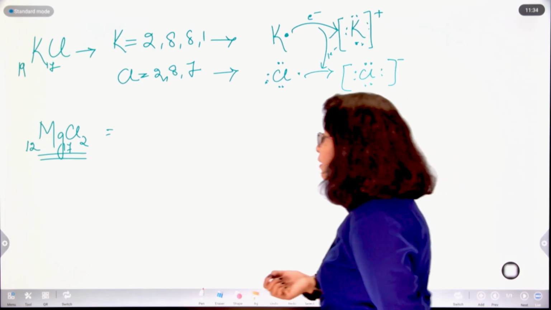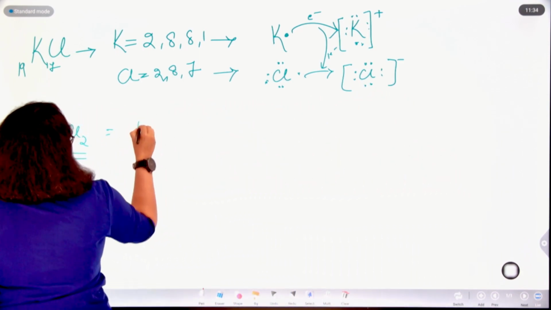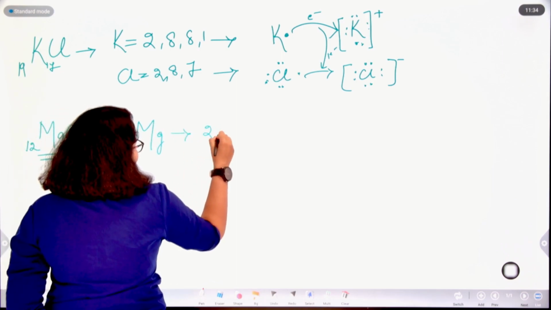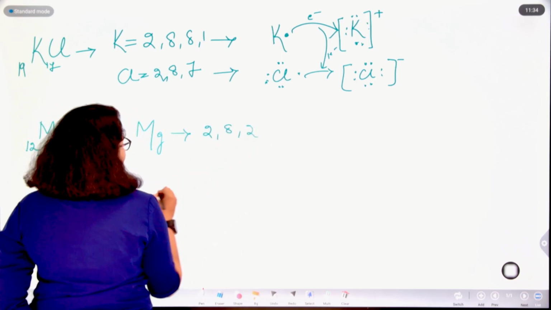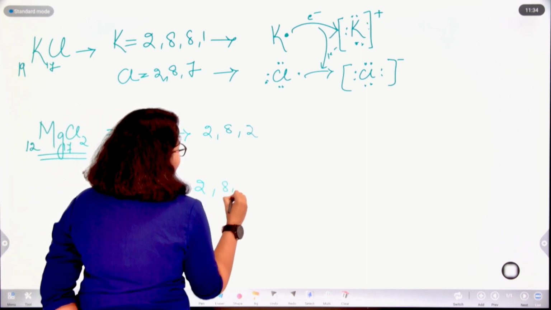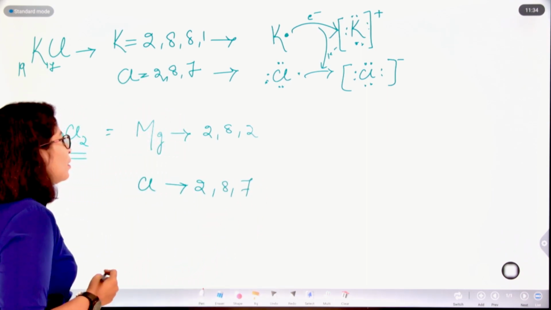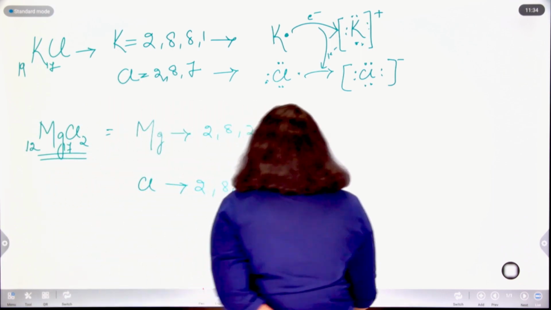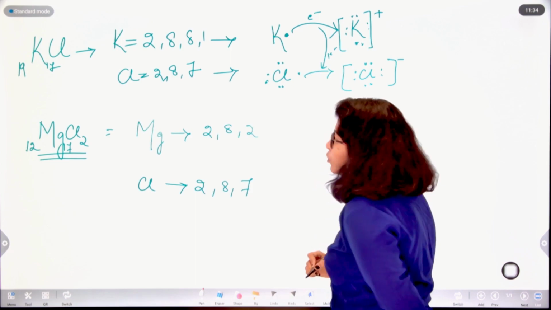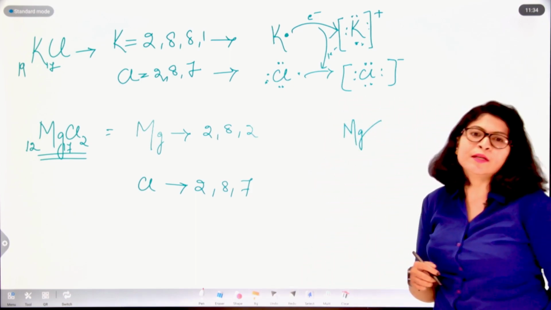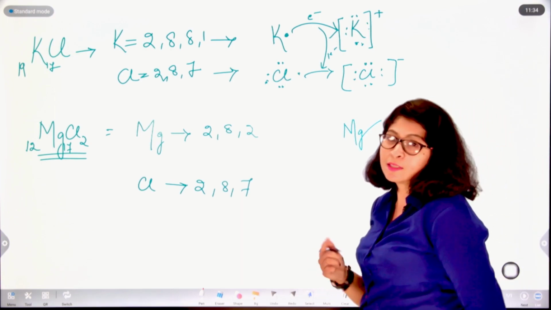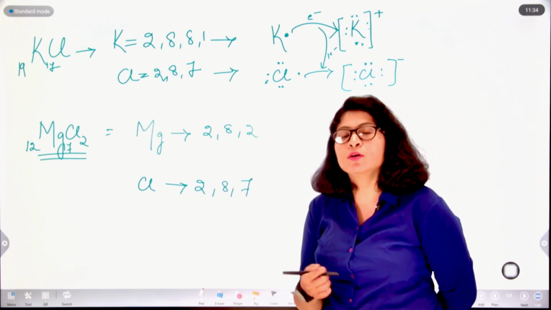Now for MgCl2, the electronic configuration for Mg will be 2, 8, 2. Chlorine is 2, 8, 7. Magnesium loses 2 electrons. Magnesium's outermost electronic configuration is 2, 8, 2, so either it has to lose those 2 electrons, or it has to gain 6 more electrons to acquire a stable octet configuration.